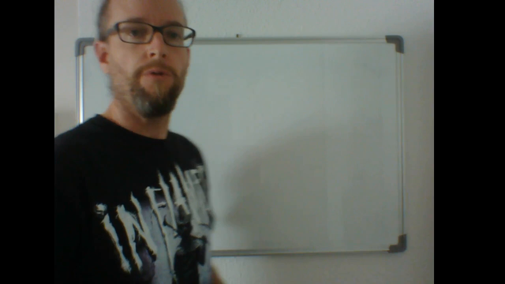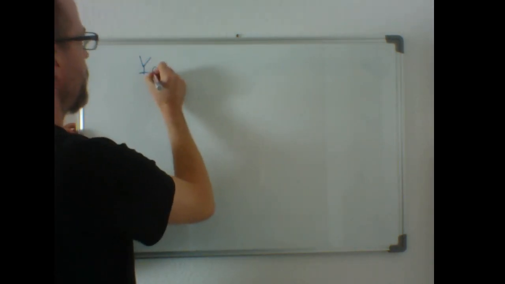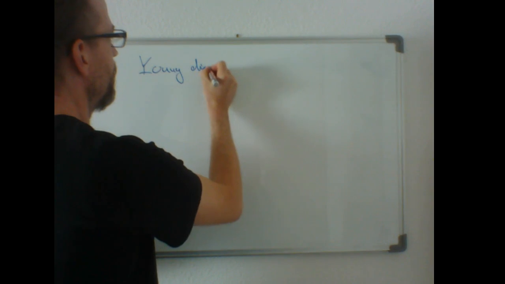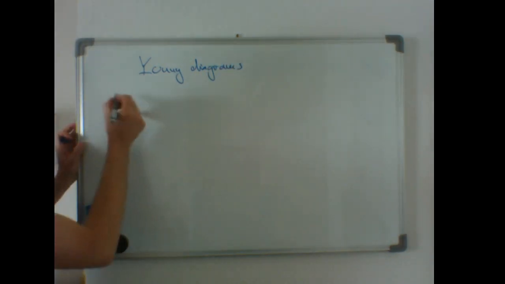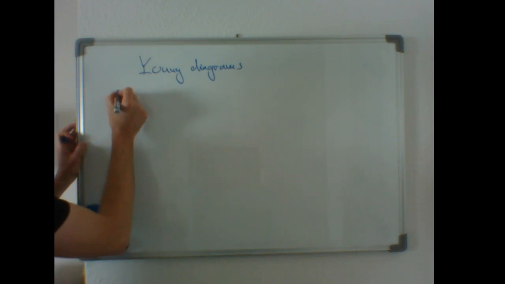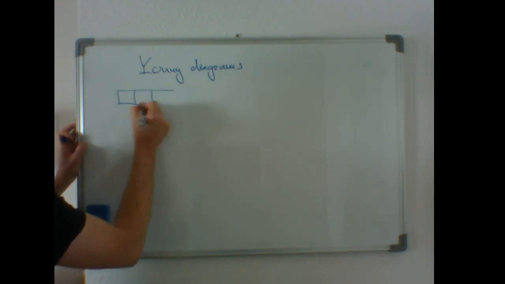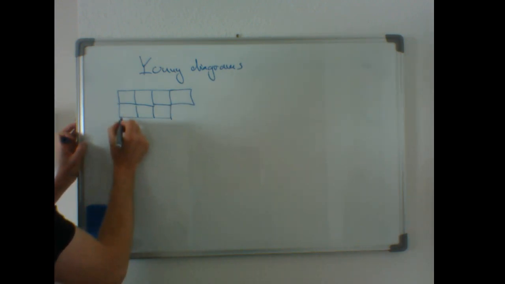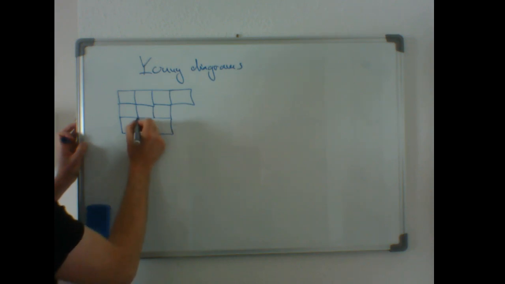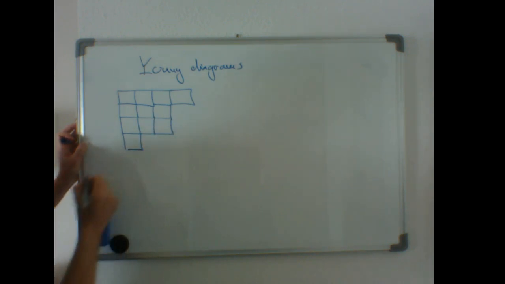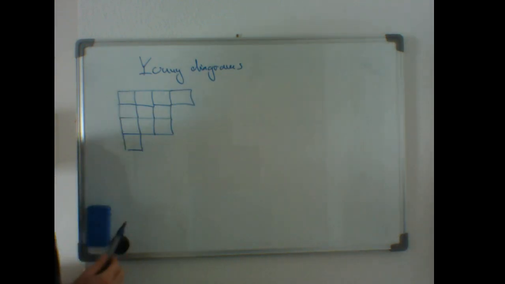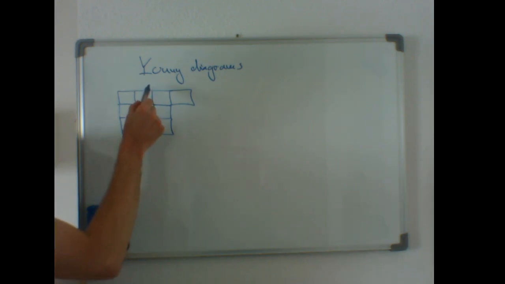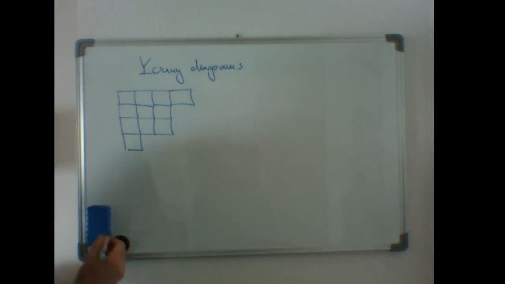A Young diagram is an arrangement of boxes in rows and columns. So, Young diagram. A Young diagram could look like this. We have some boxes arranged in rows and columns. The rows are left justified and the row lengths are non-increasing when we look at it top down, from top to bottom.